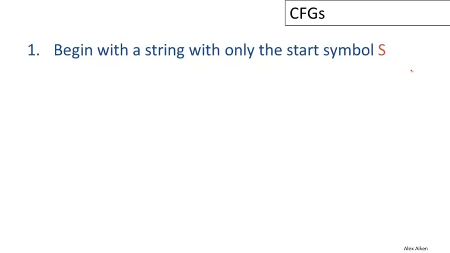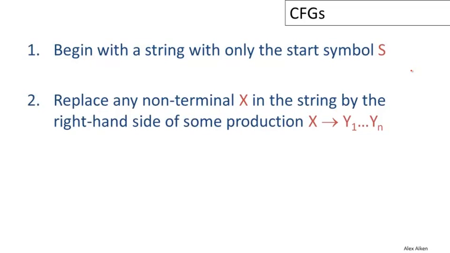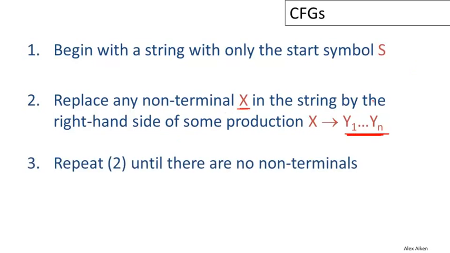So here's a little more formal description of that process. We begin with a string that has only the start symbol S. So we always start with just the start symbol. And now we look at our string. Initially it's just the start symbol, but it changes over time. We can replace any non-terminal in the string by the right-hand side of some production for that non-terminal. So for example, I can replace the non-terminal X by the right-hand side of some production for X. In this case, X goes to Y1 through Yn. And then we just repeat step 2 over and over again until there are no non-terminals left, until the string consists of only terminals. And at that point, we're done.